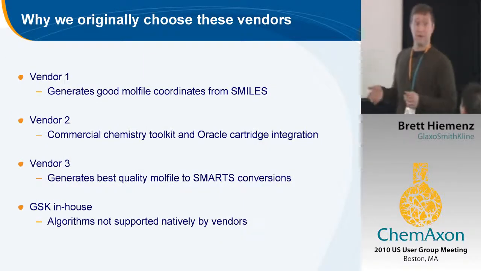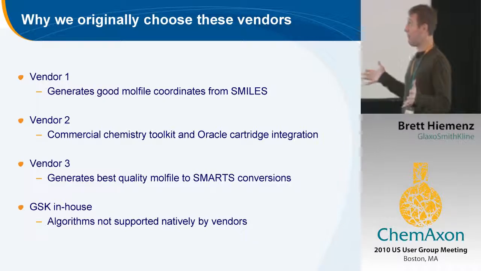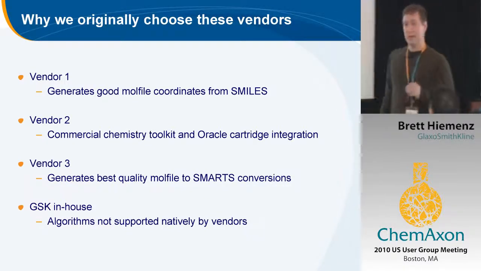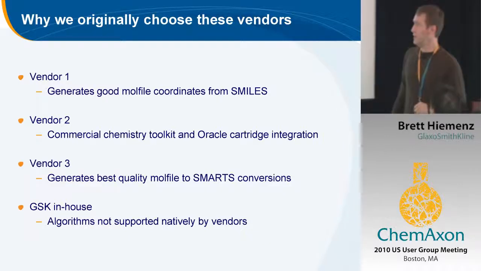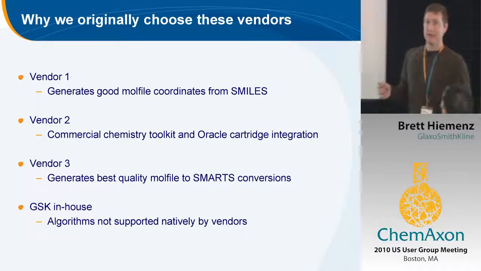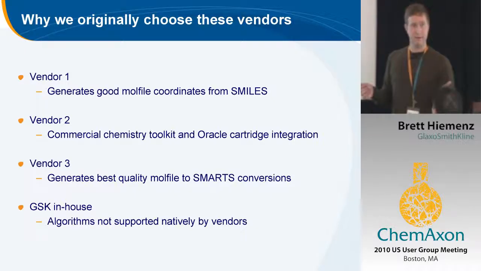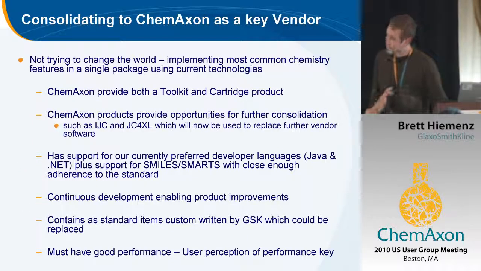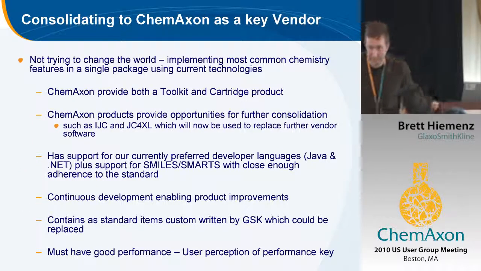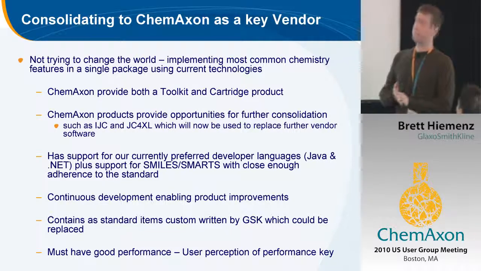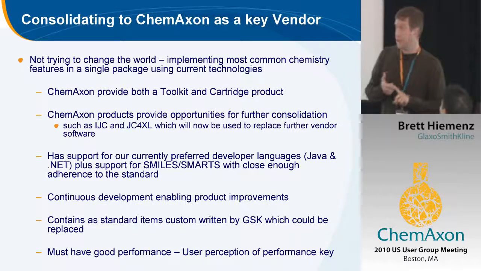And we had good reasons for having these. One particular vendor might be good at doing mole file coordinates to SMILES. Another vendor has a great Oracle data cartridge. Another vendor might do the SMARTS conversion a little bit better. And of course, as always, we've got some in-house stuff that we've done. But that's hard to maintain, and we found a vendor that kind of checked all the boxes for us. We figured ChemAxon did a lot of the stuff we needed.